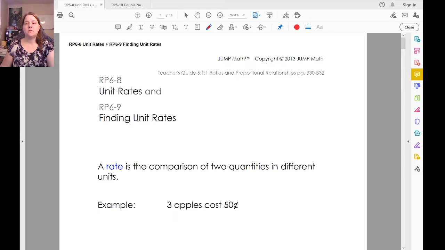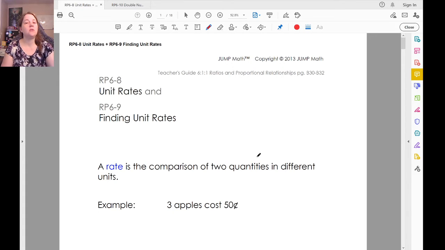This video is going to talk about unit rates. A rate is a comparison of two quantities in different units. For example, if we say 3 apples cost 50 cents, 3 apples is the unit that you're getting, and 50 cents is the other unit. That's the unit that you're paying.